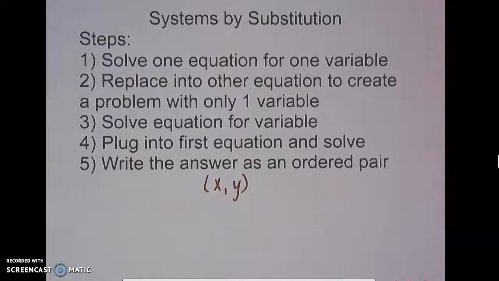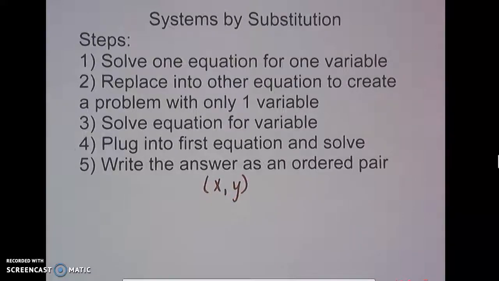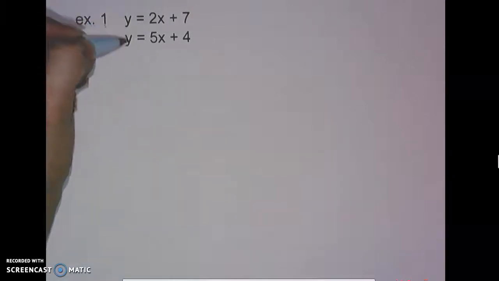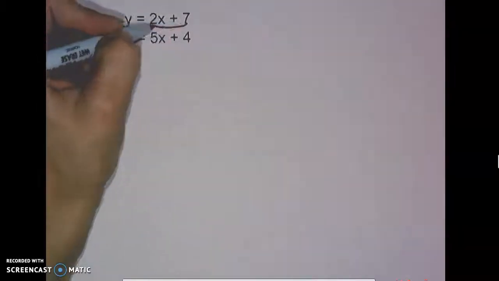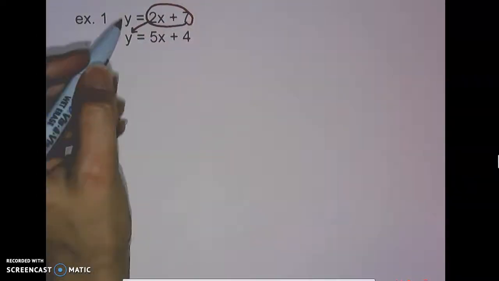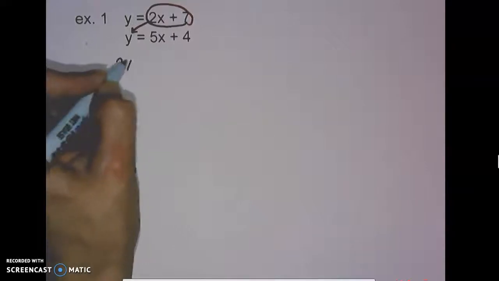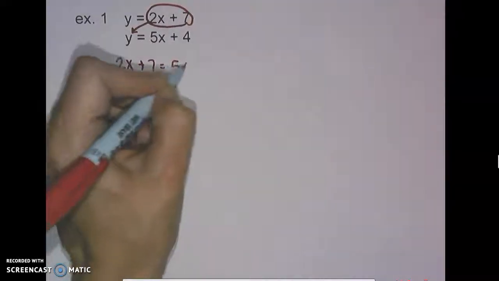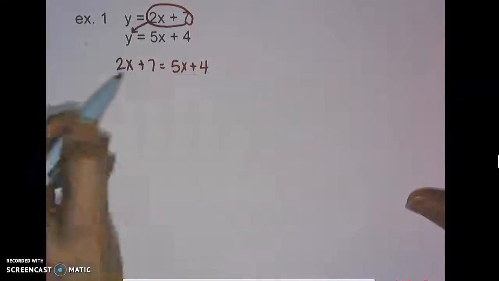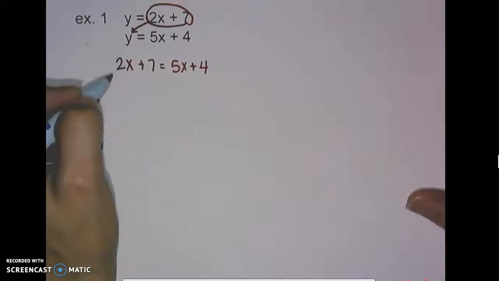A solution to these still means that if you were to graph it, it's the point where our two lines would cross. So we have y equals 2x plus 7 and y equals 5x plus 4. Since we have y equals for both of these, we're going to be able to take this and substitute it in for what y equals. So instead of saying y, we're going to substitute this in as 2x plus 7 equals 5x plus 4. And then we're going to solve this for x. Now we only have one variable and we're able to solve this.